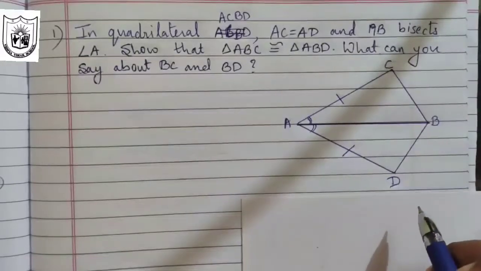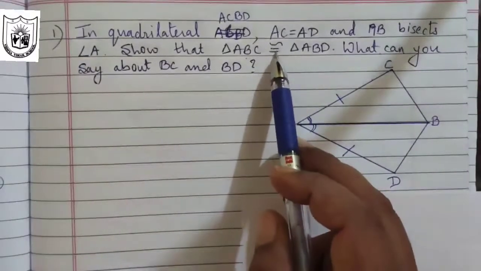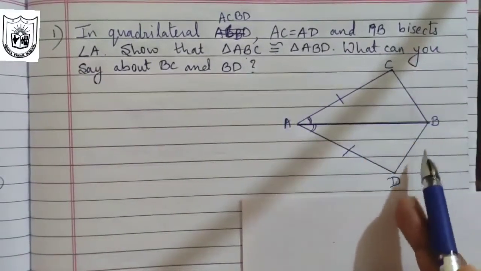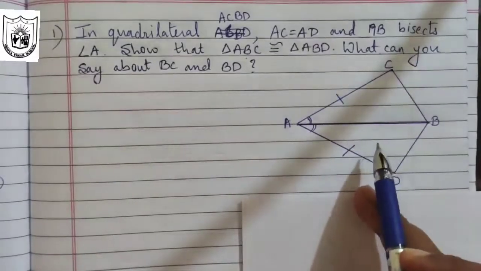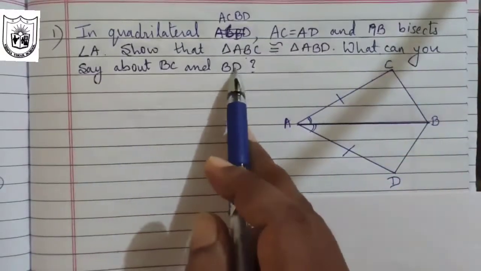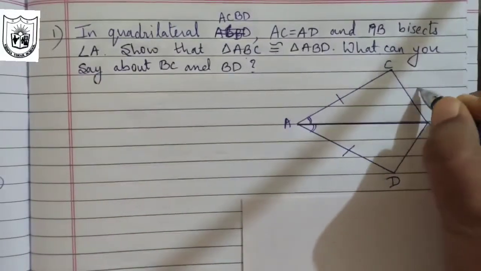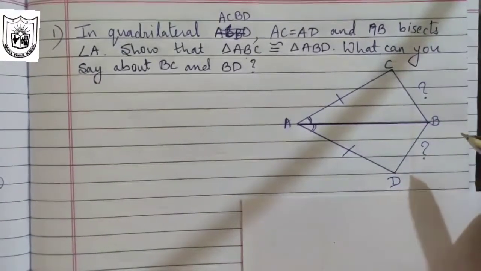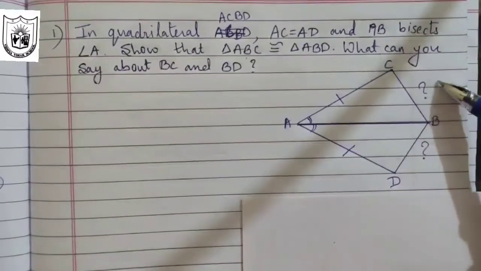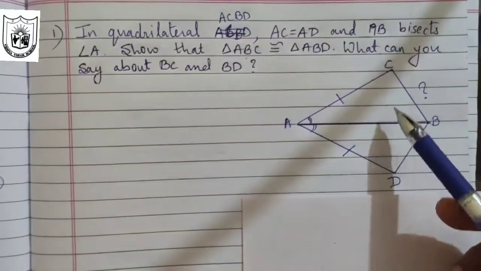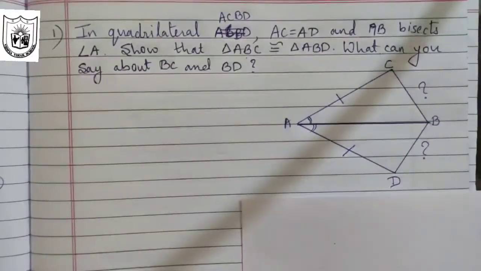So we have to prove here that triangle ABC is congruent to triangle ABD. So this top triangle ABC and ABD are congruent. This is what we have to prove. It is given here: show that, then what can you say about BC and BD? Now BC is this line segment and BD is this line segment. So they are asking us what can we say about this third side. So we will consider both the triangles and see if both the triangles are congruent. If so, then by which congruency rule?